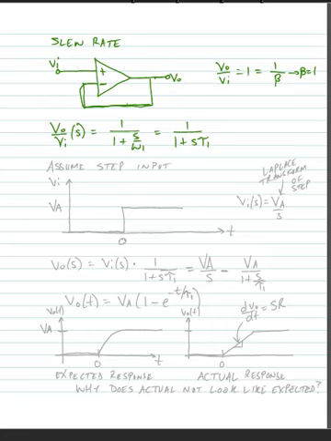Now let's assume that we have a step input to the op-amp. So our input signal, V sub I with respect to t, looks like this. It's 0 until some point in time, which we might reference as time 0, at which time the input jumps up to a value of VA. And we know that VI with respect to S is equal to VA over S, which is the Laplace transform of a step function.